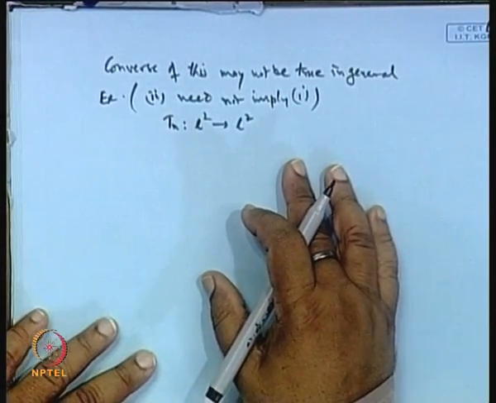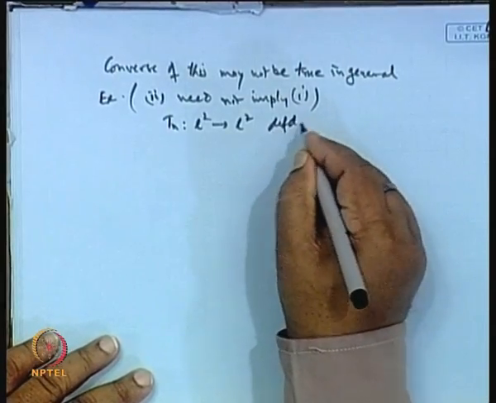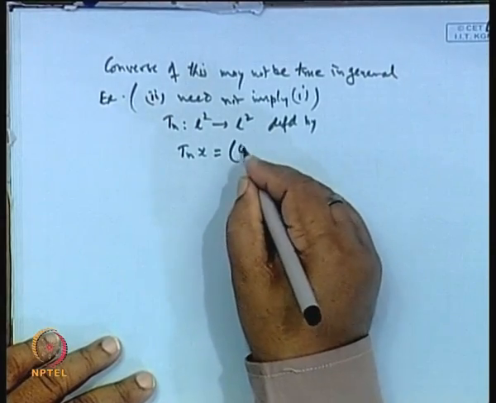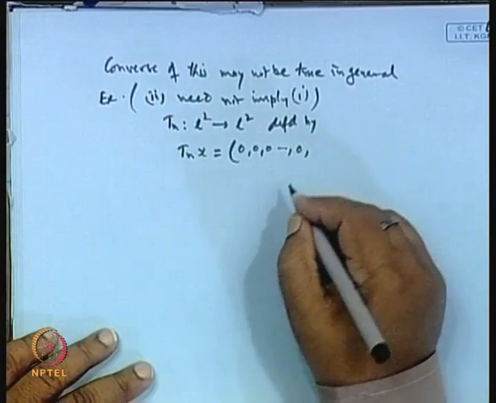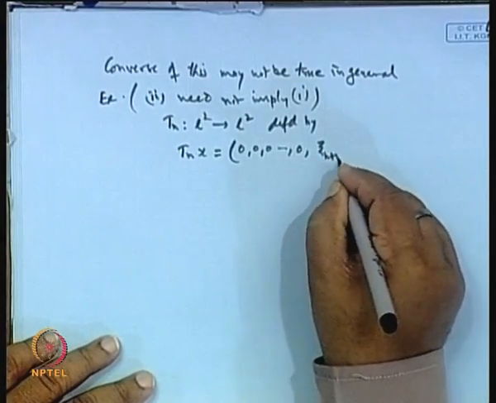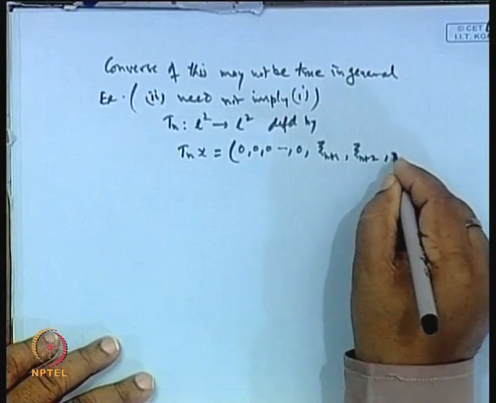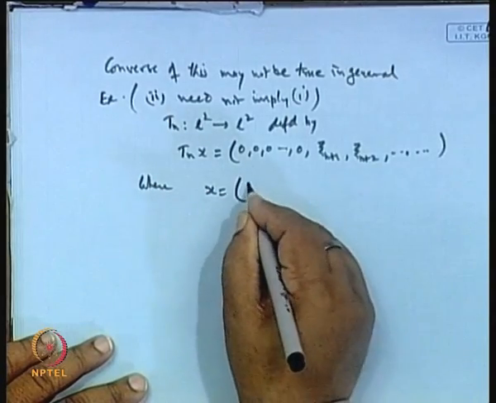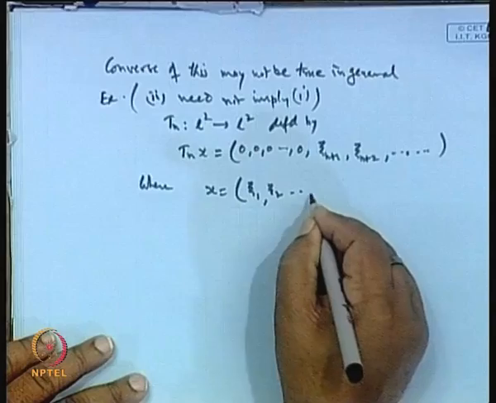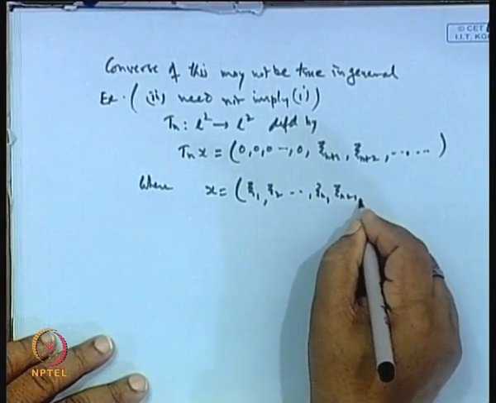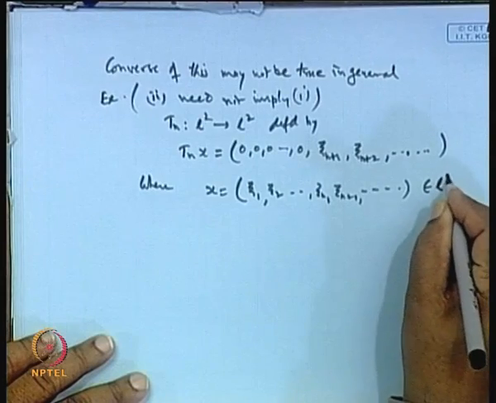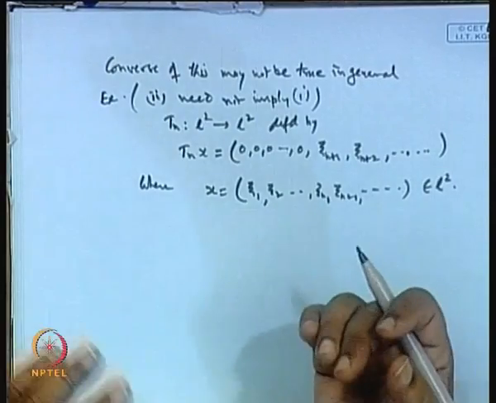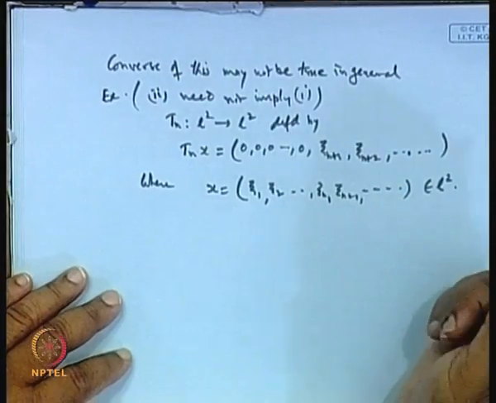Let Tn be a sequence of operators from L2 to L2, defined by Tn x equals 0, 0, 0, 0, then xi n plus 1, xi n plus 2 and so on, where x is xi 1, xi 2, xi n plus 1 and so on. This is an element of L2. Now, L2 we know is also a Hilbert space.